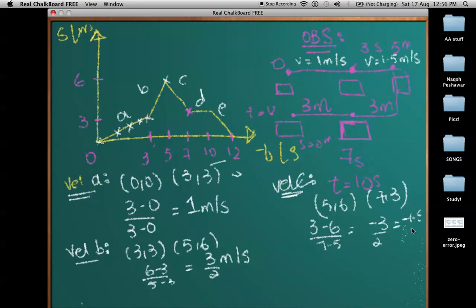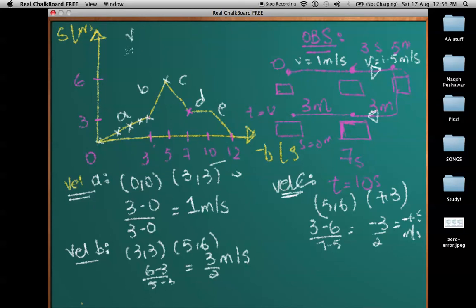Now I told you what a minus 1.5 meters per second means: that it is having the same velocity, 1.5 meters per second throughout, but in the opposite direction. First it was moving like this, now it's moving like this. So the direction has changed, because of which this minus sign has been introduced.